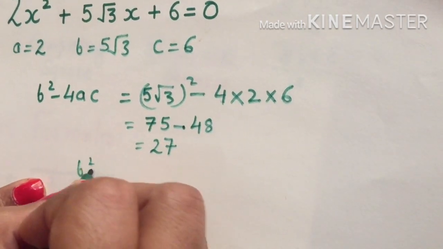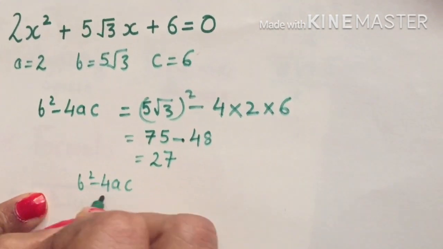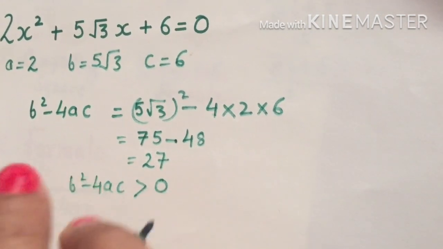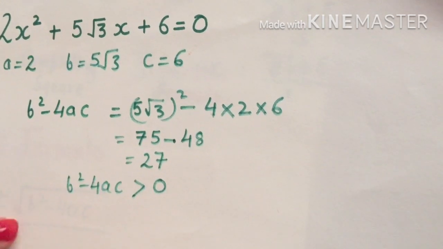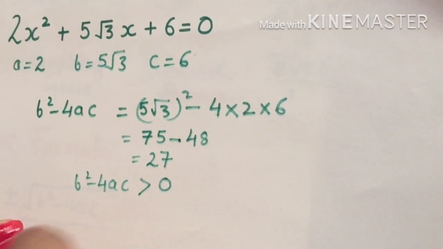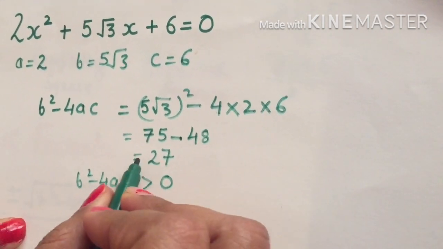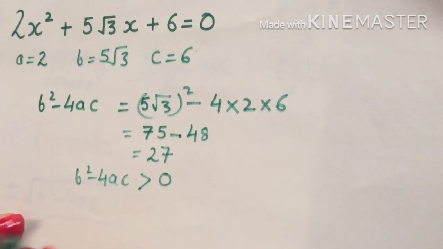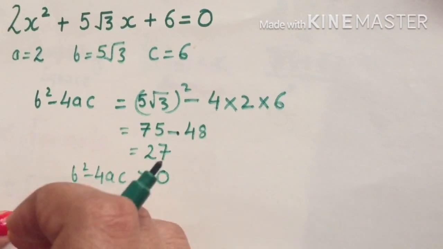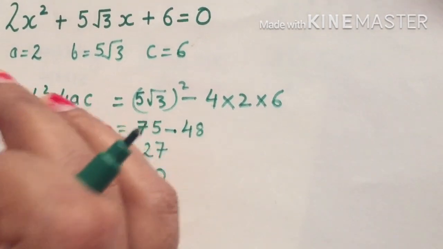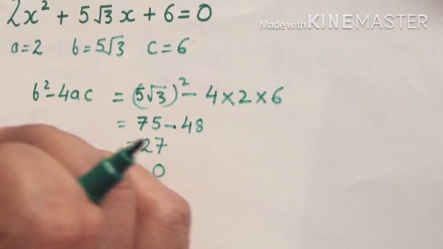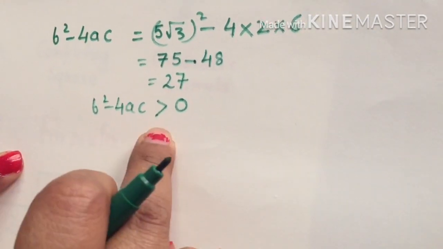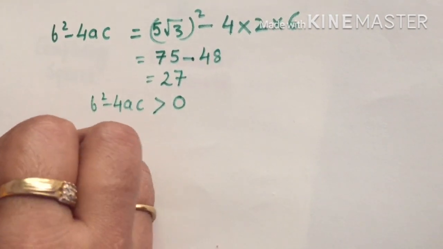So can you see b square minus 4ac, or this is also known as D, this is greater than 0. Hence the given quadratic equation will have two real and distinct roots. Now I said, what did I say? If this had been minus 27, then what would we have done? We would have stopped here saying that there exist no real roots of this equation. Now since b square minus 4ac is greater than 0, we can solve.